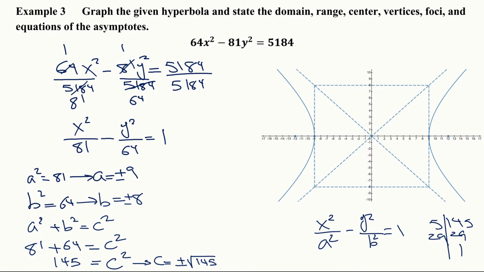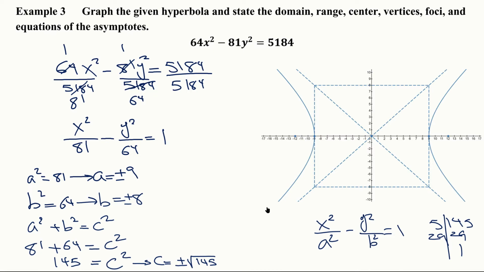All right, now we're ready to say what some of these things are. So we know that because we have the a and the b, we can easily create our fundamental rectangle or box, whatever, and then we can draw the asymptotes, and then starting at the two vertices, we just nicely draw our hyperbola, like so.